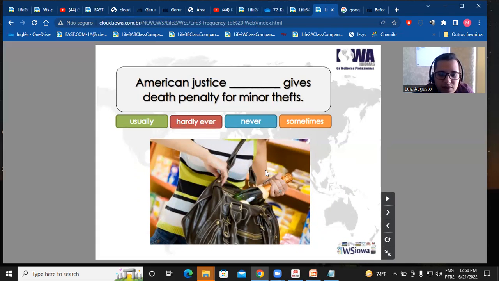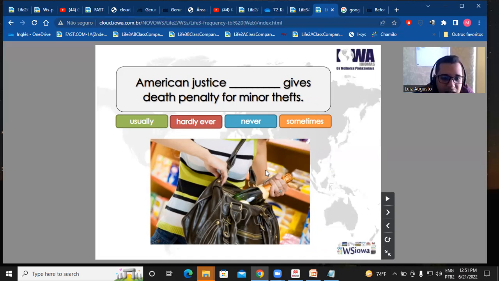American justice gives the death penalty for minor thefts. Minor theft. Theft é roubo. Okay. Isso, very good. Assalto, roubo.